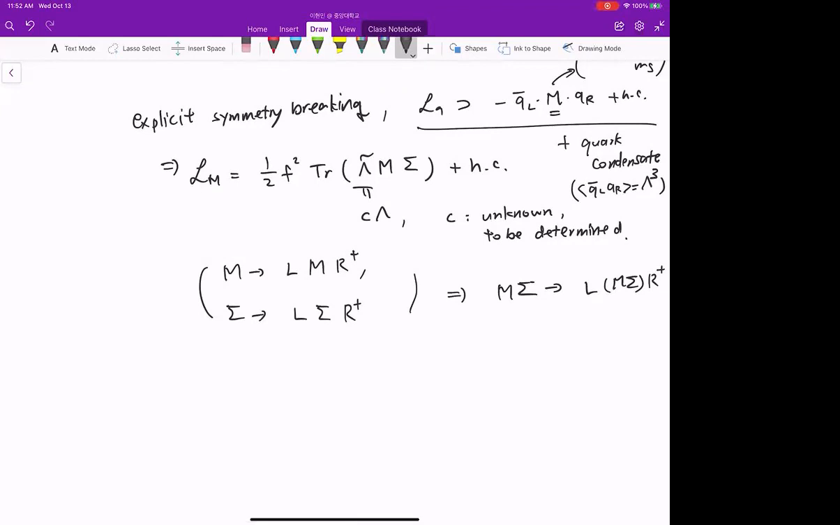Maybe it's not. Sorry, maybe there was something wrong. Let me see. I think there's something wrong in this. There should be theta, actually. Otherwise, it doesn't make sense. So theta.